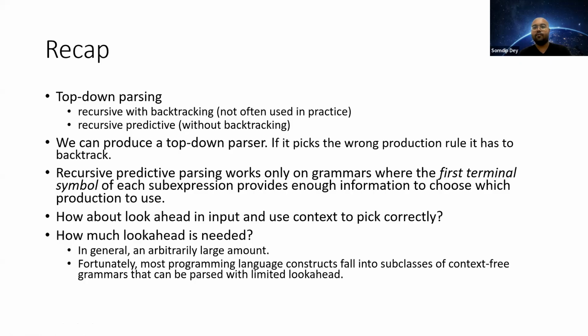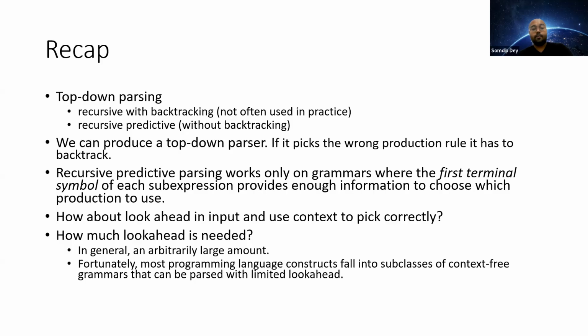Now, let's recap what we have learned so far. We have learned top-down parsing, which you can do recursively with backtracking, which is not often used in practice. And you have the other top-down parsing, which is recursive predictive. That is without backtracking, which is generally used in most of the programming languages that we might cover. Now, a top-down parser that picks the wrong production rule has to do some form of backtracking in order to choose the right one. We have also noticed that recursive predictive parsing works only on grammar where the first terminal symbol of each sub-expression provides enough information to choose which production to use.